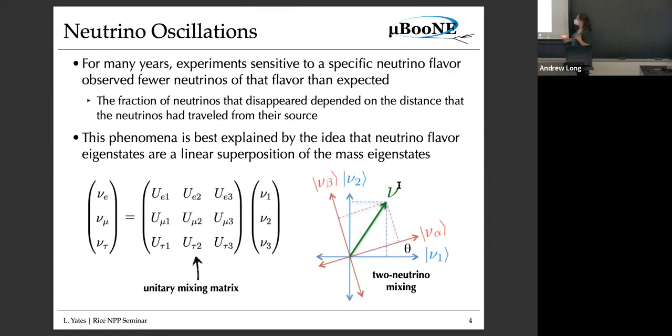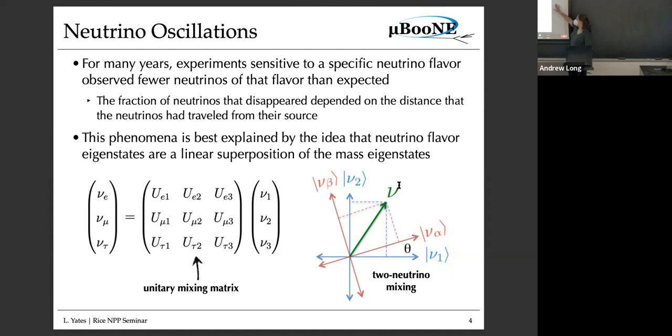The other thing to maybe know about neutrinos is neutrino oscillations. For many years, many decades really, experiments that are sensitive to a specific flavor of neutrino observed fewer of those neutrino interactions than they expected. And for a while, nobody really understood why. Then evidence kind of clicked into place, including but not limited to the fact that the fraction of neutrinos that seem to have disappeared depended on the distance those neutrinos had traveled from the source.